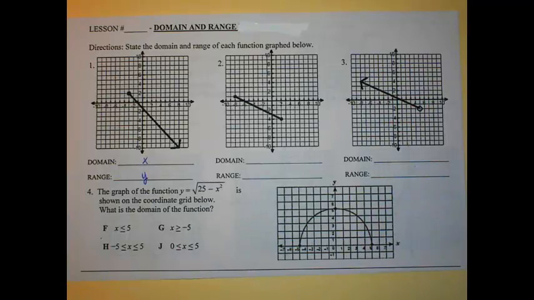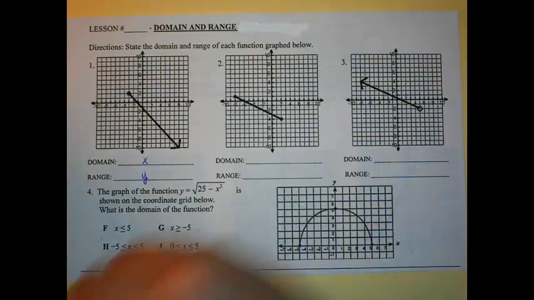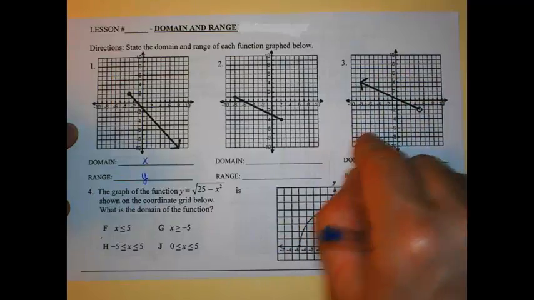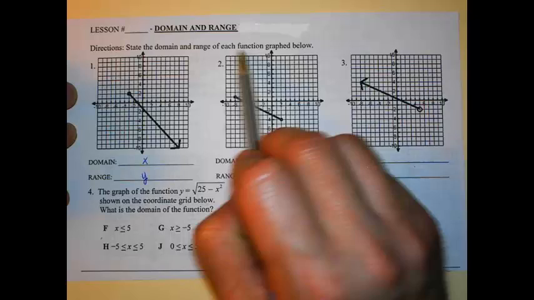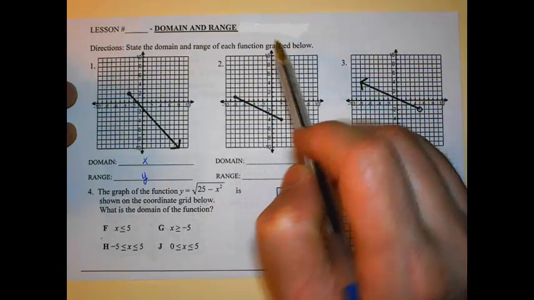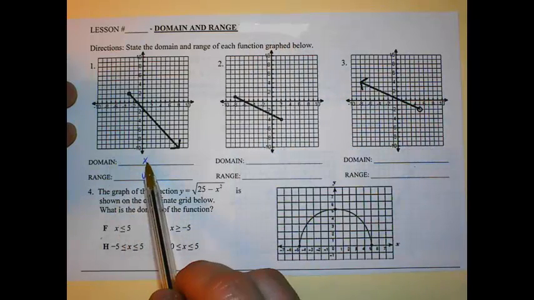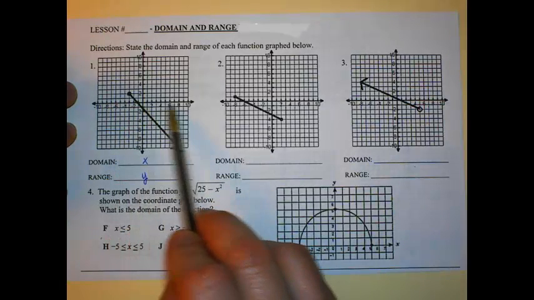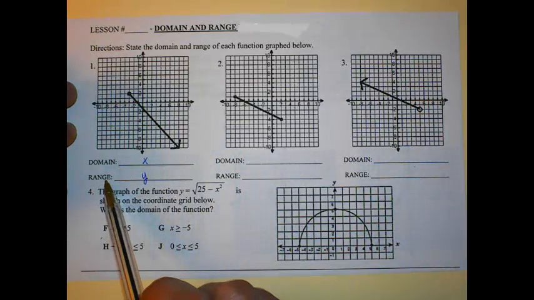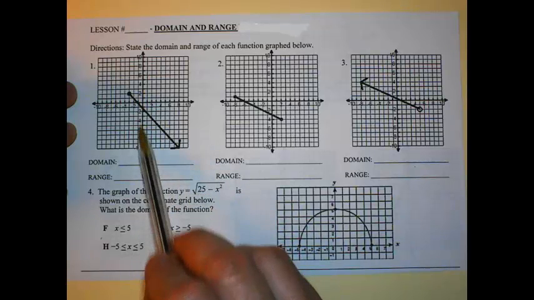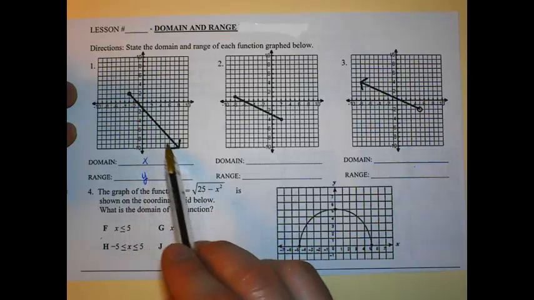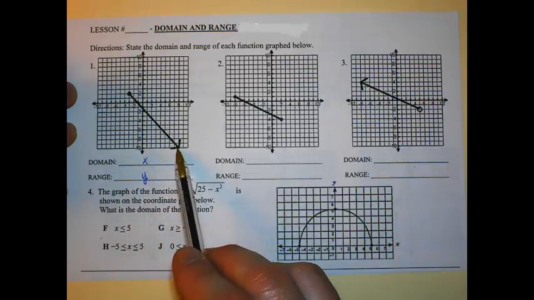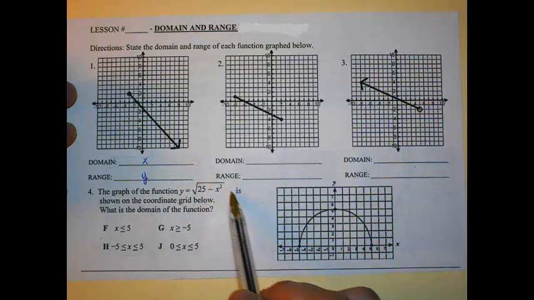Hello, this lesson is going to be on domain and range. Basically, suppose I have these problems here where the problem asks me to state the domain and range of each function graphed below. Domain has to do with the x values and the range has to do with the y values. If you have a graph that goes to infinity, that means this graph is going to continue going on to infinity.